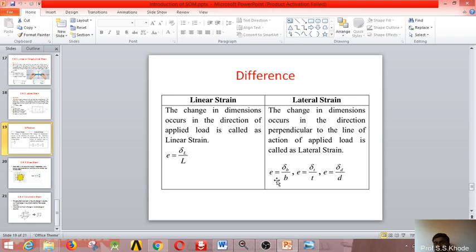So lateral strain is the change in lateral dimensions relative to the original dimensions. The lateral dimension can be the diameter, the thickness, or the breadth also. So it depends on the application of load.